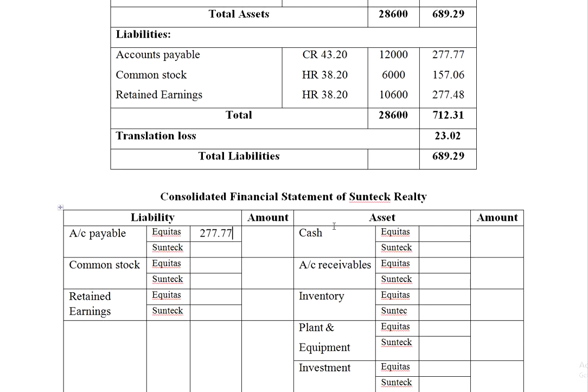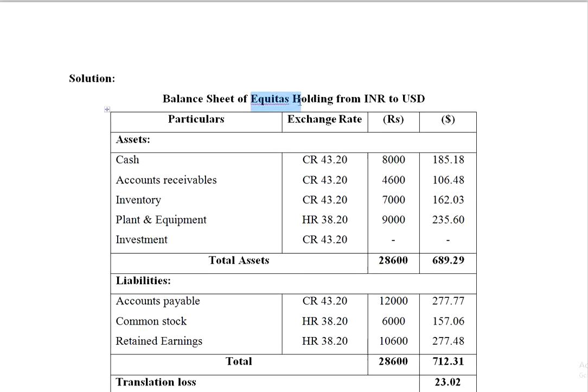277.77. And similarly the common stock of Equitas, 157.06. You can see this value is here. And the next one is retained earnings of Equitas, 277.48. Similarly, we have to fill up these assets of Equitas: cash, accounts receivables, inventory, plant and equipment, and investment, which we have converted into Equitas Holding, you can see it over here.